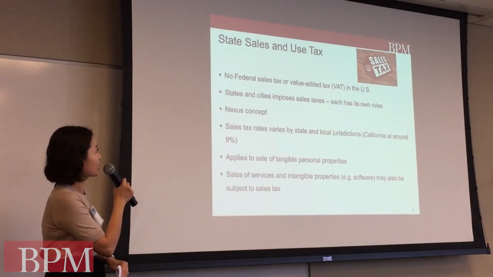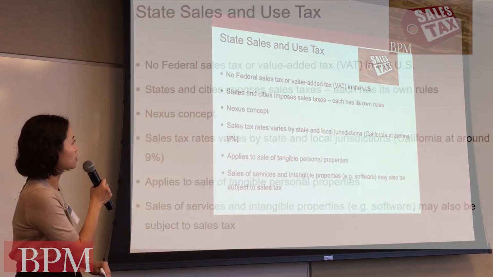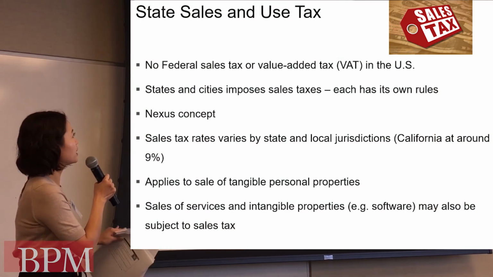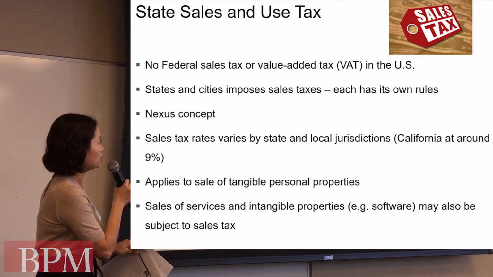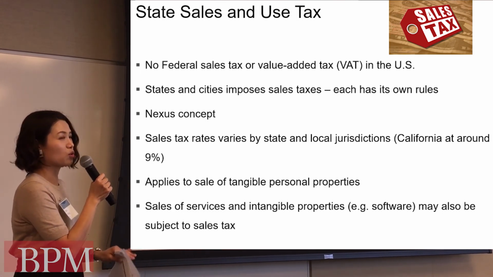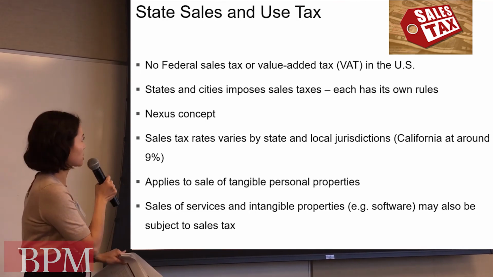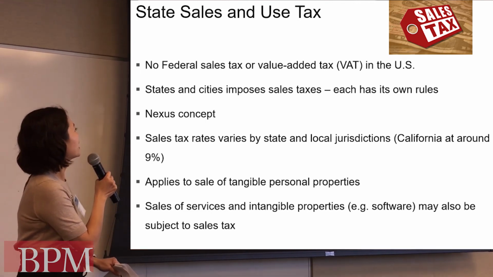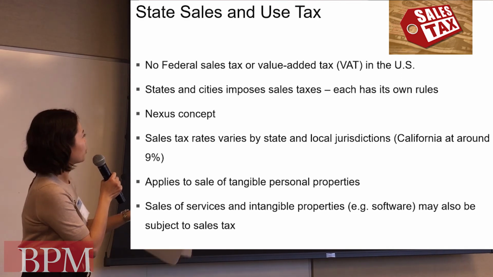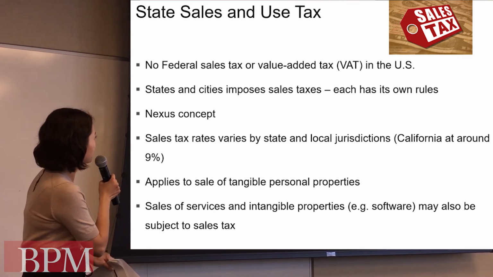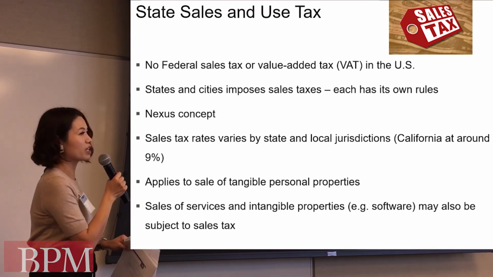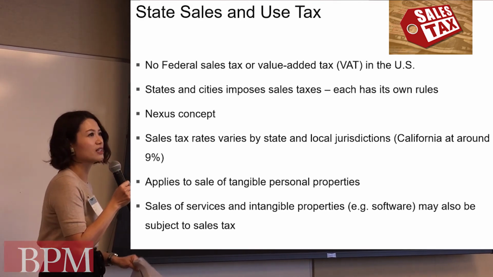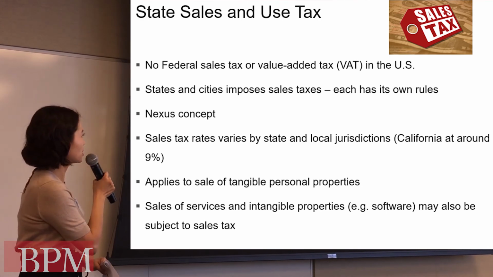So, sales and use tax. There's no federal sales or value-added tax in the US, only at the state and city level. Each state and local jurisdiction has its own sales tax rate and sets its own sales tax rules. In California, it's about 9%. It applies to the sale of tangible personal property, so if you are selling goods or consumer products, then you have to pay sales tax.